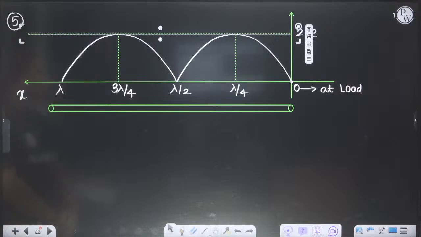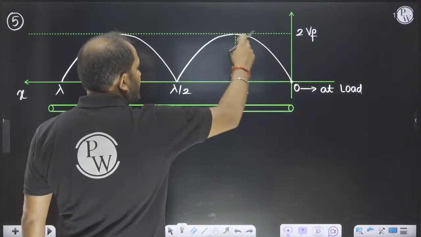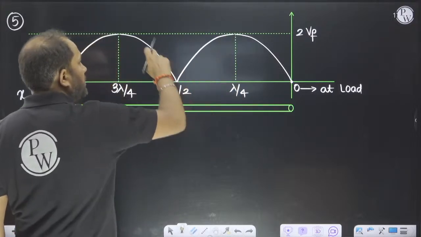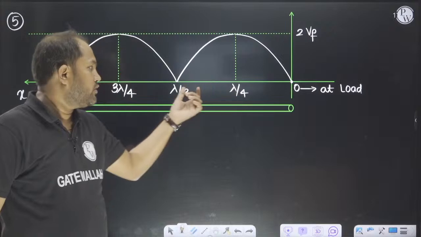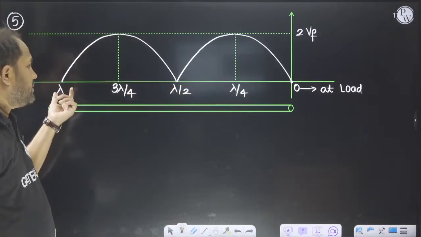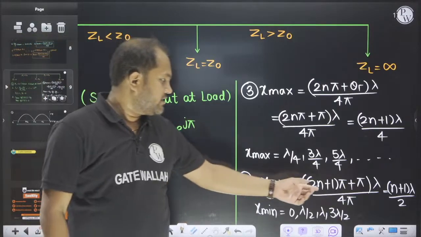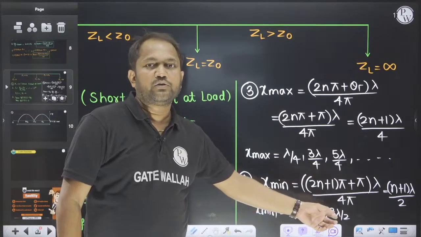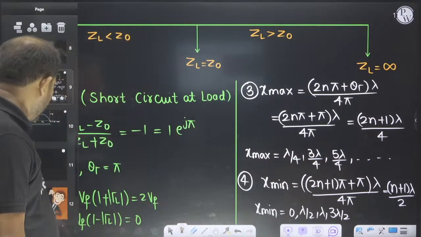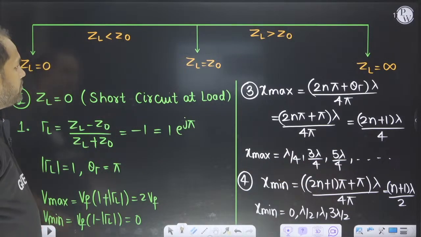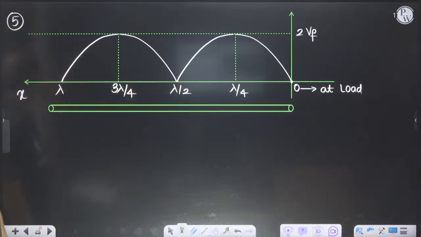So what is happening here? Here at this point minimum, here maximum, then minimum, then maximum, then minimum. So minima is at 0, lambda by 2, and lambda, and maxima is at lambda by 4, 3 lambda by 4, 5 lambda by 4, like that.